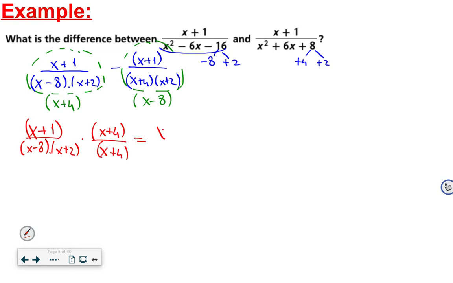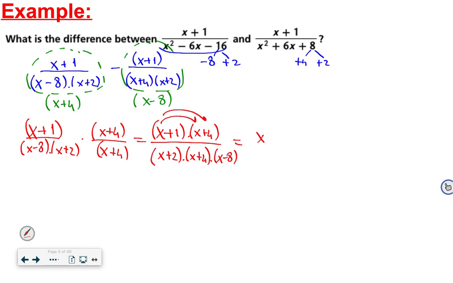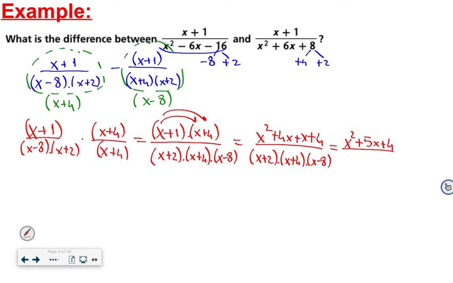When you distribute, you will get x plus 1 times x plus 4 over x plus 2 times x plus 4 times x minus 8. Now we can distribute. You will get x squared plus 4x plus x plus 4 over x plus 2 times x plus 4 times x minus 8. From here, if you combine the like terms, you will get x squared plus 5x plus 4 over x plus 2 times x plus 4 times x minus 8. So this is the equivalent fraction of the first expression.